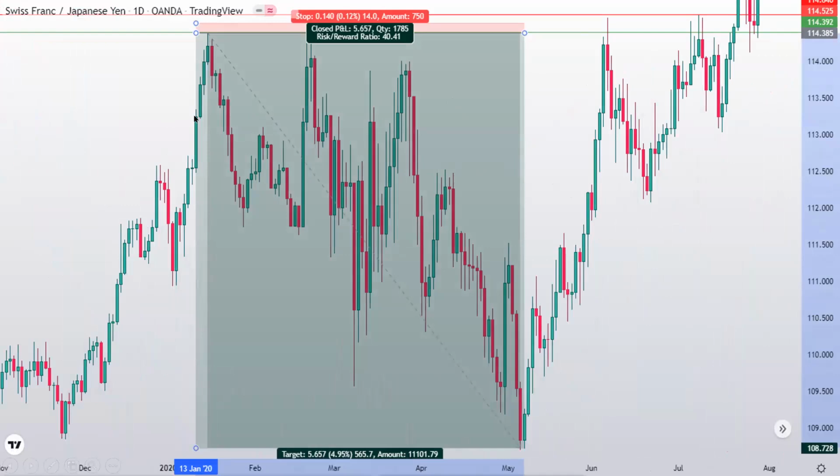The risk was only 14 pips, but in this situation, even if you put 5 pips, actually you are safe. The market goes in that specific direction.